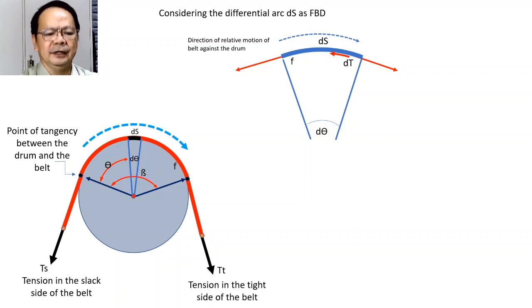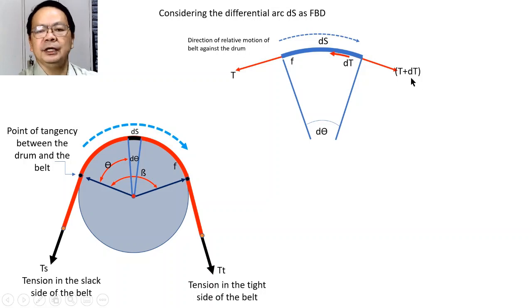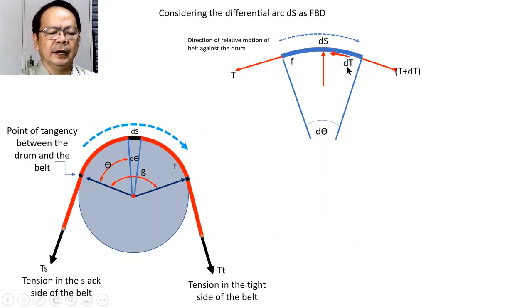Let us define the tension on this side as T, while this one shall be defined as T plus dT, where the dT defines the difference between the tension on the tight side and the tension on the slack side. The frictional force developed between the belt and the drum is dependent on the magnitude of this very small normal force exerted by the drum against the belt. And let us imagine that this is dN.